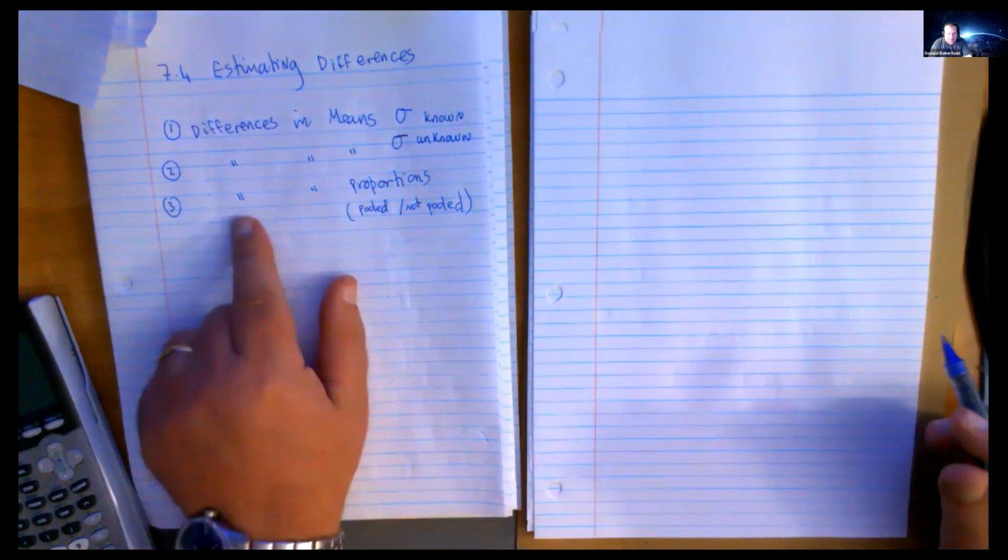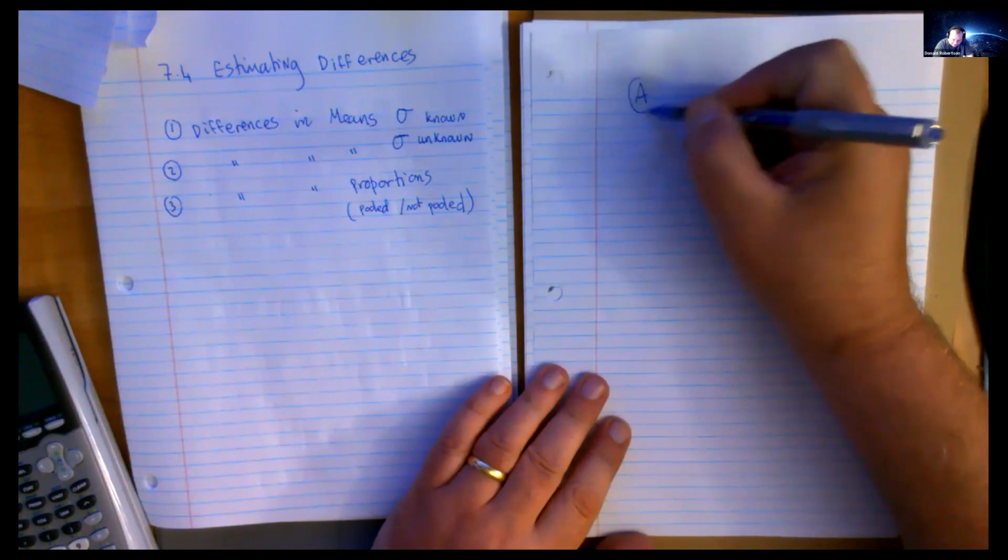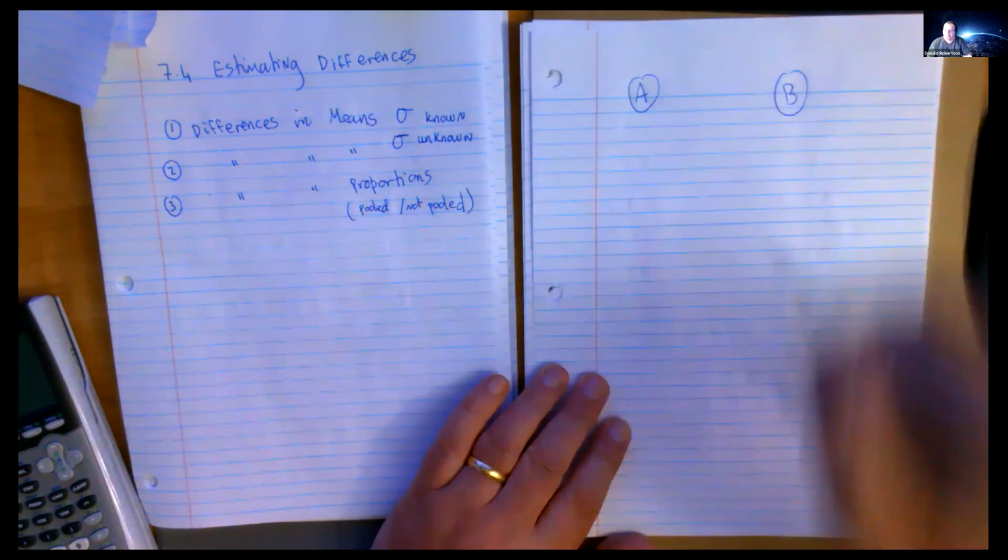We're going to look at difference in proportions between 2 groups. Difference in proportions. So suppose I have 2 groups. It looks very similar to the start. 2 groups.